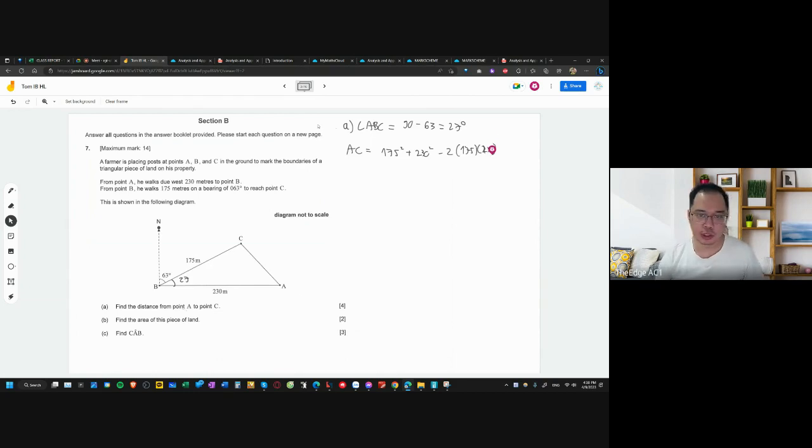In the cosine rule here, AC on the left side is AC squared, not AC only. Or just write AC squared to make it more beautiful than a very long and curved square root sign like that.